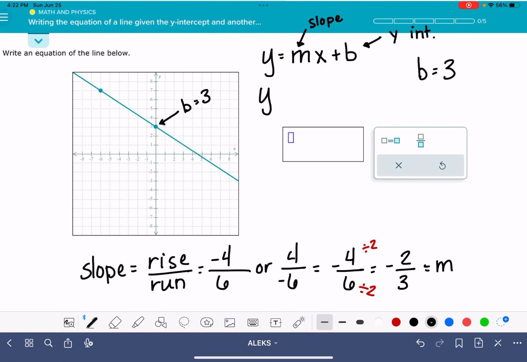So the equation of this line is y equals -2/3, that's our slope, x plus 3, which is our y-intercept.